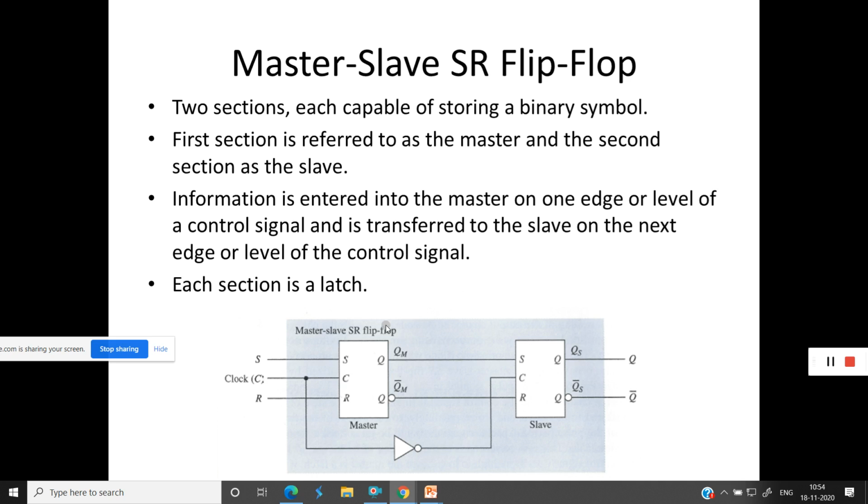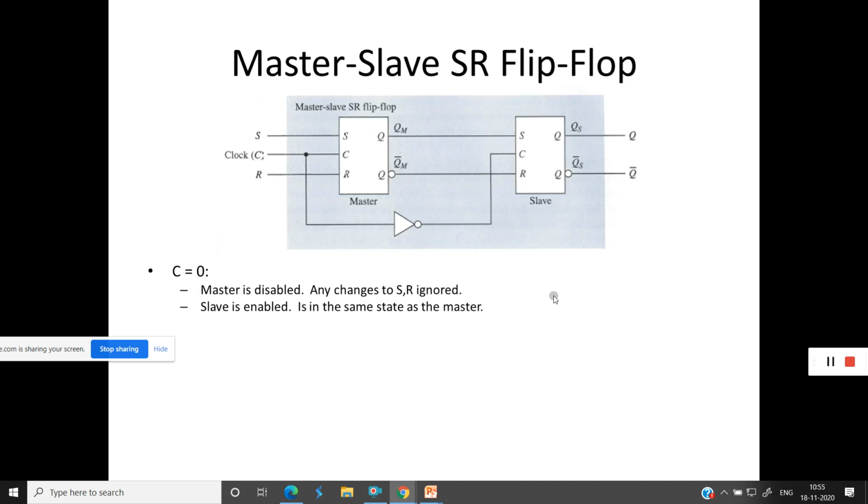The output changes occur only on the next edge or level of the control signal. These are known as pulse triggered or level triggered flip flops. So here is the master slave SR flip flop, with the master section and the slave section. Whatever data is present in the master is transferred to the slave on the next level of the clock pulse.